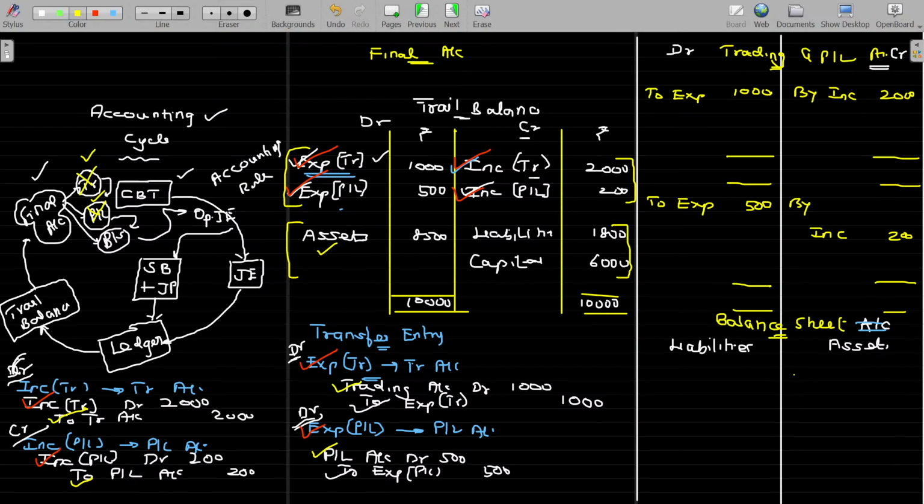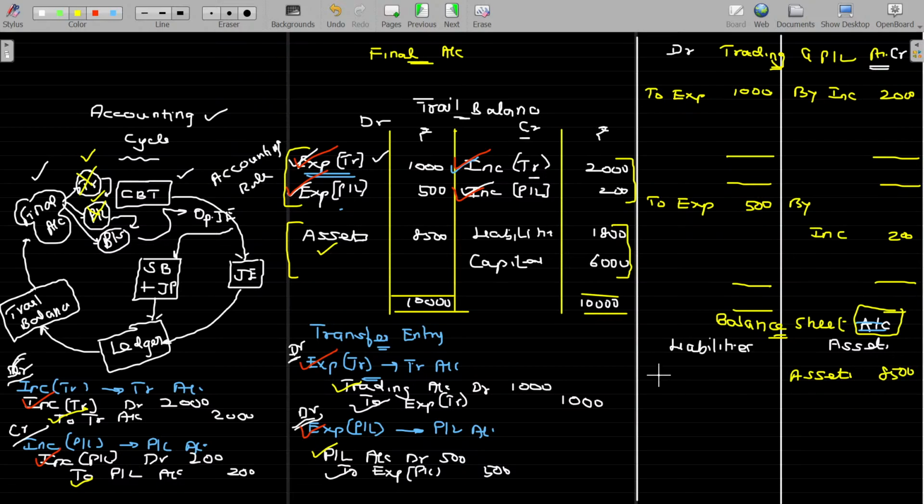So we don't pass the transfer entry here because it's not an account to transfer. Transfer entry means it should be transferred from one account to another account. It's an asset only. You just write down all the assets as a statement. So on the asset side, I'm going to write down all the assets as a statement. So here the asset being 8,500.